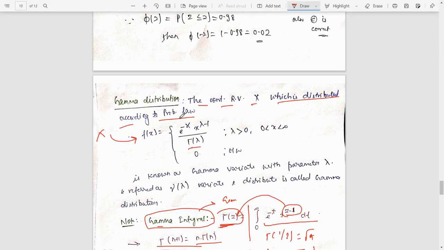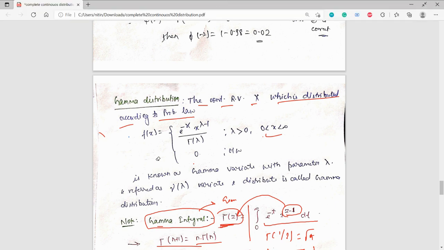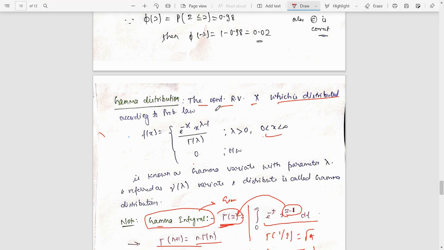First of all, if the random variable x follows this particular PDF, it is called a gamma distribution. And what is the PDF? e to the power minus x, x to the power lambda minus 1 upon gamma lambda, where lambda is greater than 0, so lambda is positive here, and x is between 0 and infinity. For any other x, it is defined as 0. This distribution is termed the gamma distribution. Like any distribution, you can find the mean, variance, MGF and all those things. But if any X follows a PDF like this, it will be termed a gamma distribution.